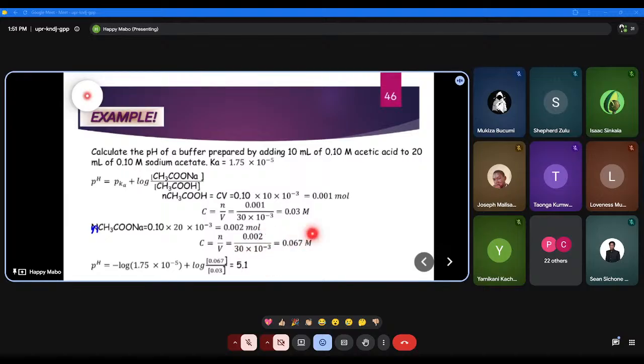So we find the answer as 5.1 as our answer there. Then we proceed.